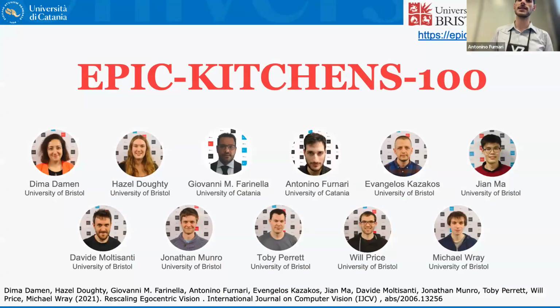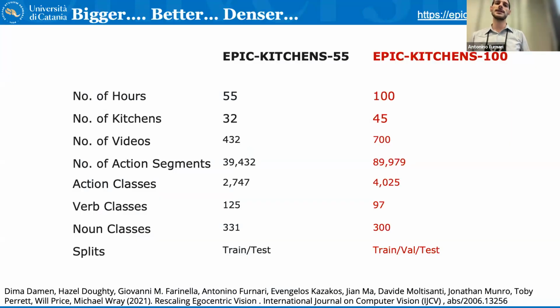And we extended this dataset a few years after that with Epic Kitchens 100. We extended the dataset in different ways: number of hours, number of kitchens, number of videos, number of action segments, classes, and we also rationalized a little bit the verb and noun taxonomy. So we have fewer of them, but they are more focused. And we also provide train, validation, and test splits.